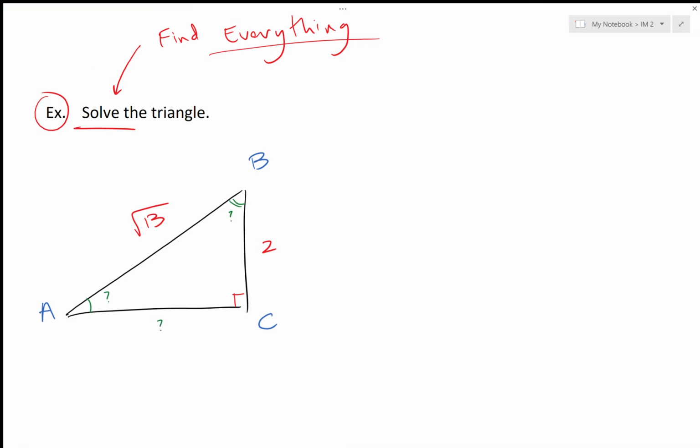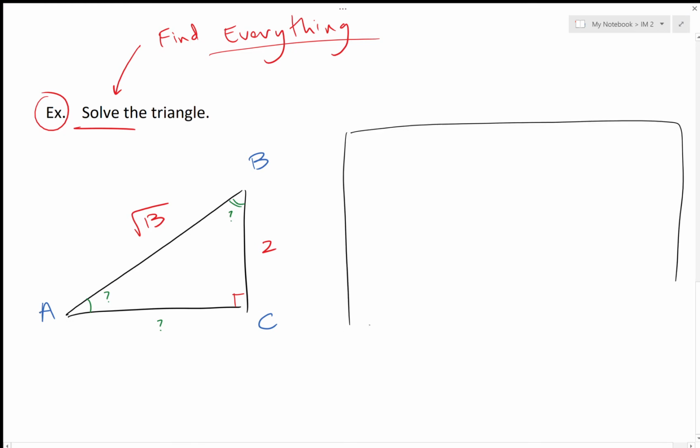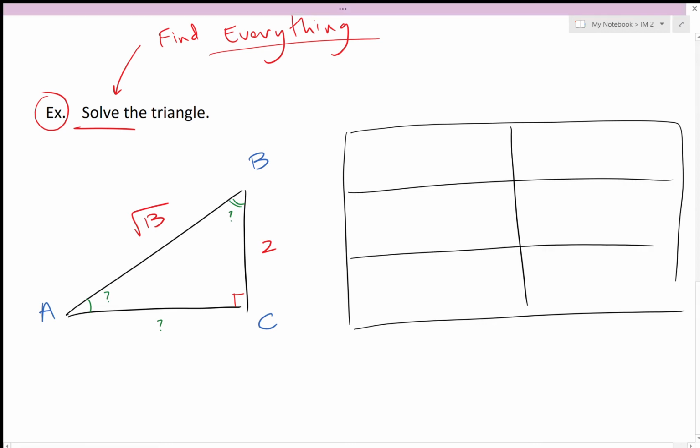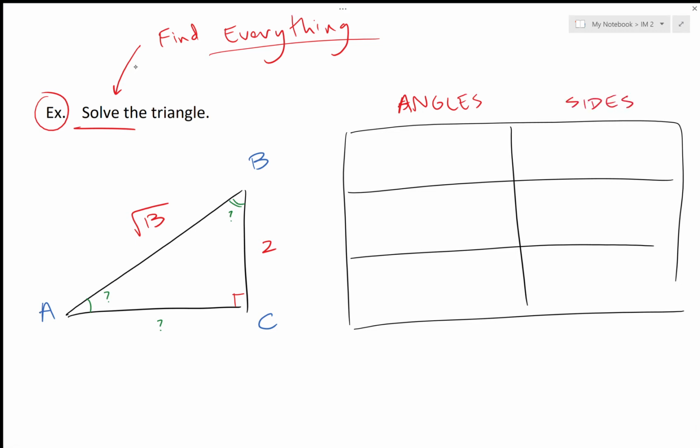The way I've organized these is to create a table of all the information so we can see what we have and what we need to find. So on the left hand side, I'm going to list these out. These are the angles. Over here, they're going to be the sides. So for the angles, there's 3 angles. There's angle A, there's angle B, and there's angle C. Some of them I know, some of them I don't know. So let's see. I know angle C. It's 90 degrees. I don't know what A is. I don't know what B is.